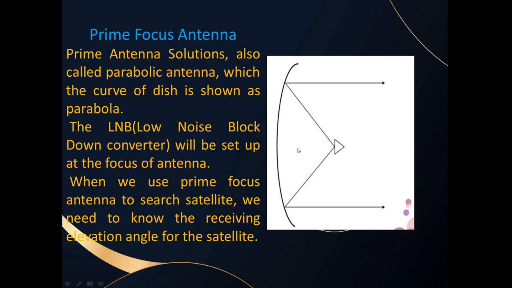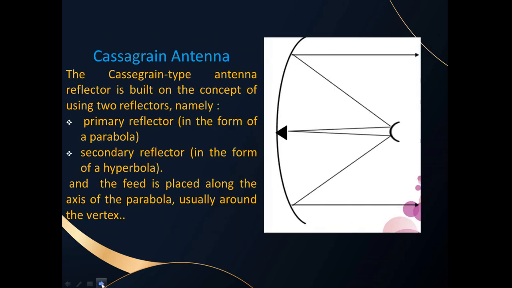Prime focus antenna. This is the picture for prime focus antenna. It is also called parabolic antenna, in which the curve of the dish is known as parabola. The LNB, that is low noise block converter, will be set up at the focus of the antenna. When we use this antenna to search the satellite, we need to know the receiving elevation angle for the satellite.